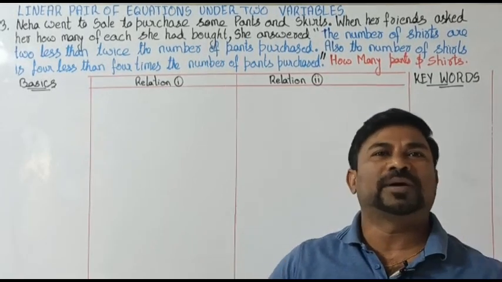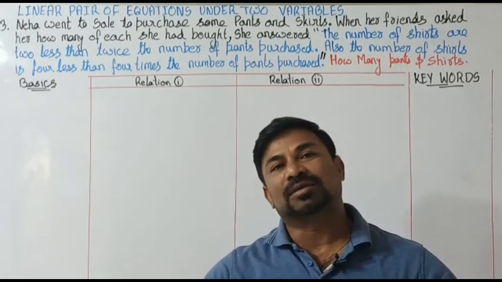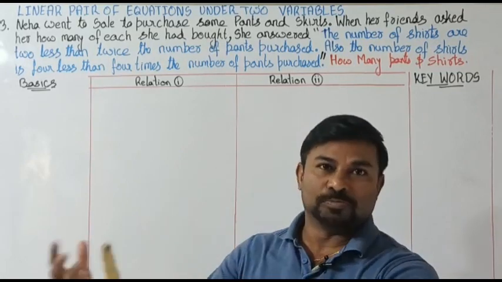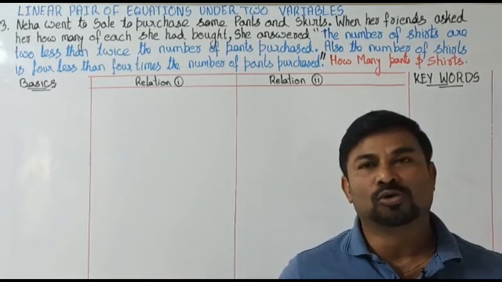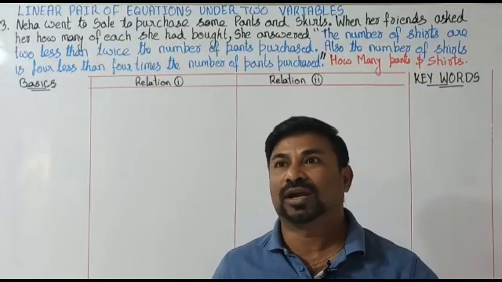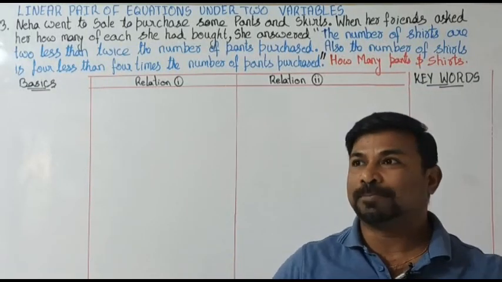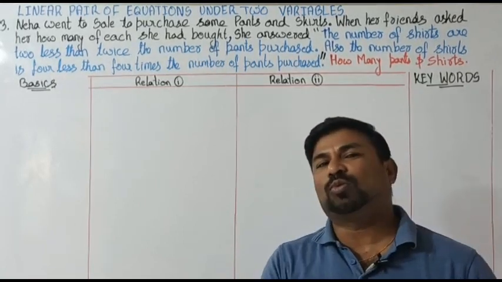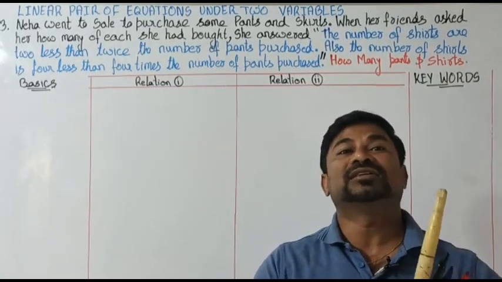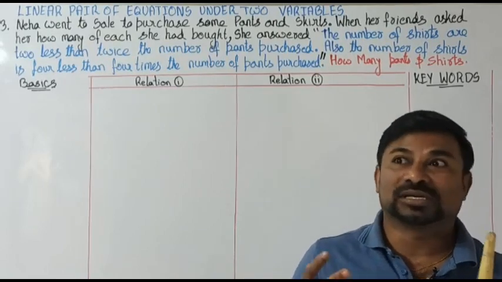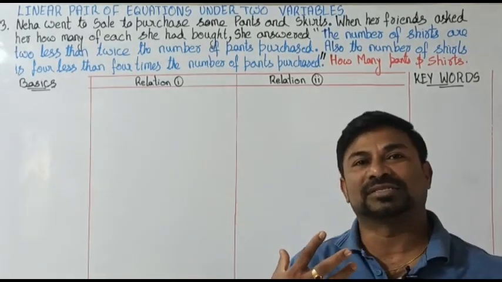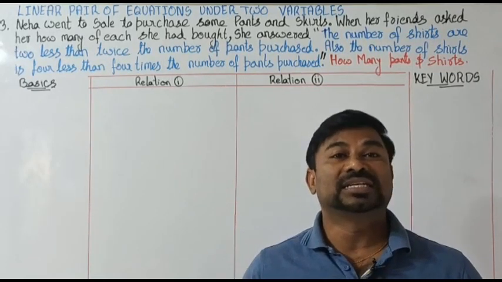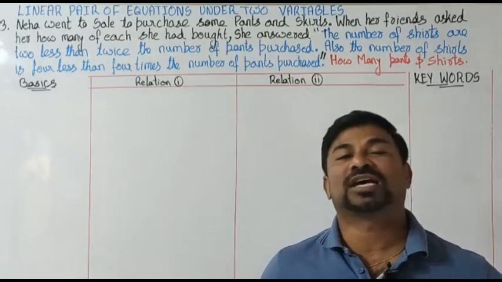Assume that a girl named Neha went to a shop to purchase some pants and skirts. She purchased a few and came back home, and one of her friends asked how many pants and how many skirts she had purchased. To answer that, she gave a relation between the pants and the skirts. So how many skirts did Neha purchase, and how many pants?